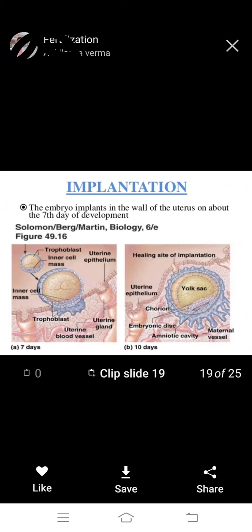Next, implantation. After fertilization come the morula, blastula and later gastrula formation. So how does implantation form? The embryo implants in the wall of the uterus, the important uterus, on about the seventh day of development.